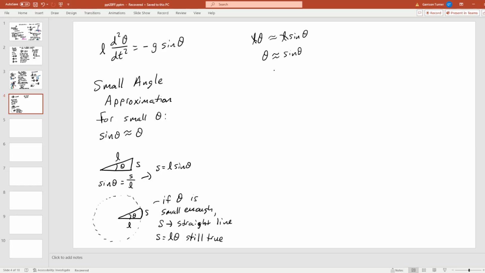Right? And you can prove this to yourself. Now, this must be in radians. Okay? Theta must be in radians, but you can prove this to yourself. If you take the sine of 0.1, what do you get? You get 0.09983 and some change. Okay? This is under 2% different. I'm sorry, under 0.2%.